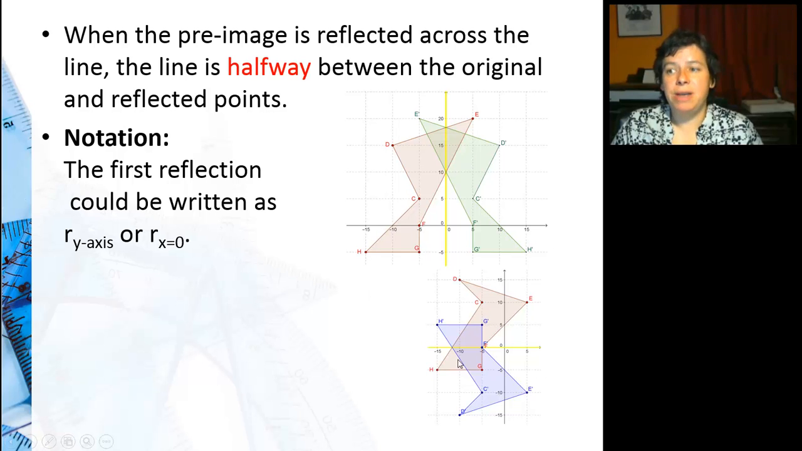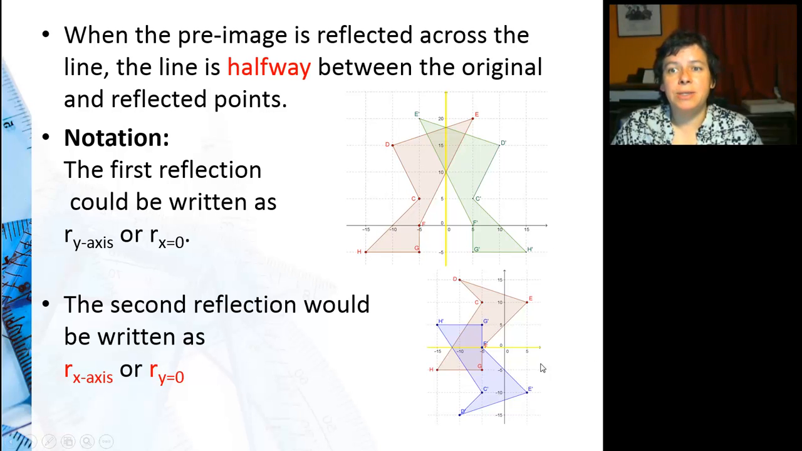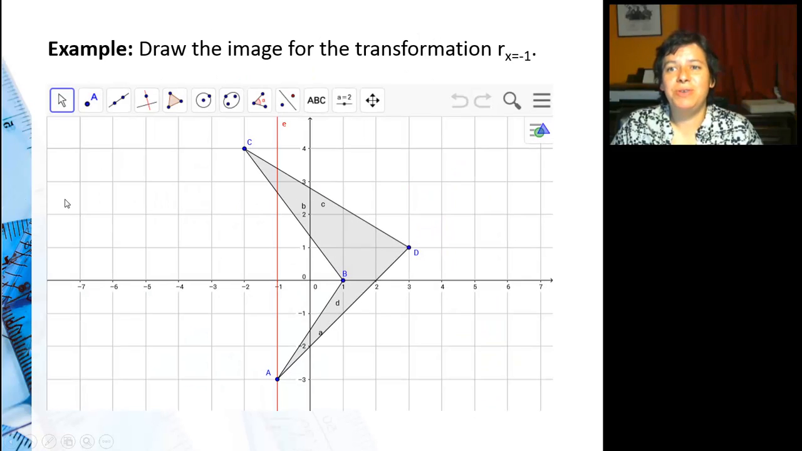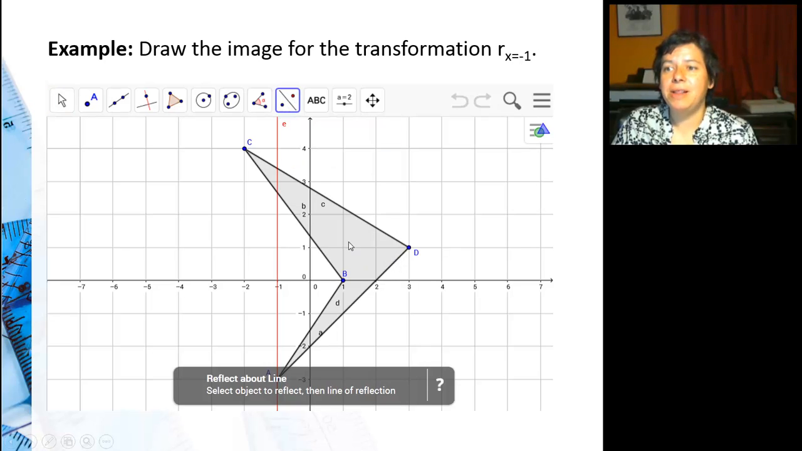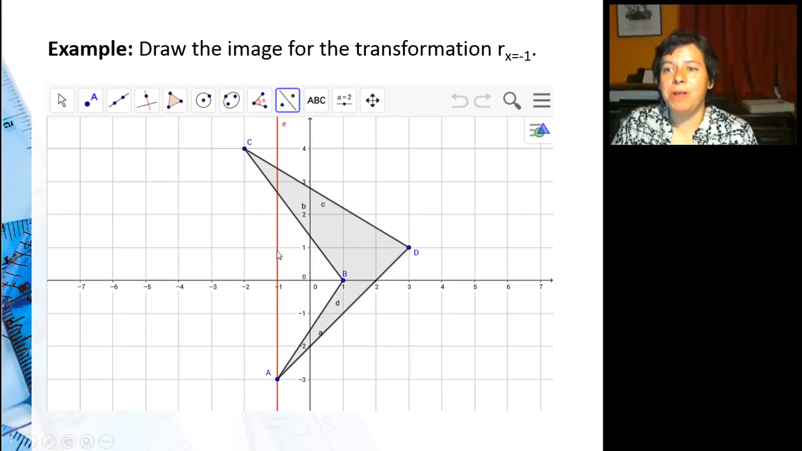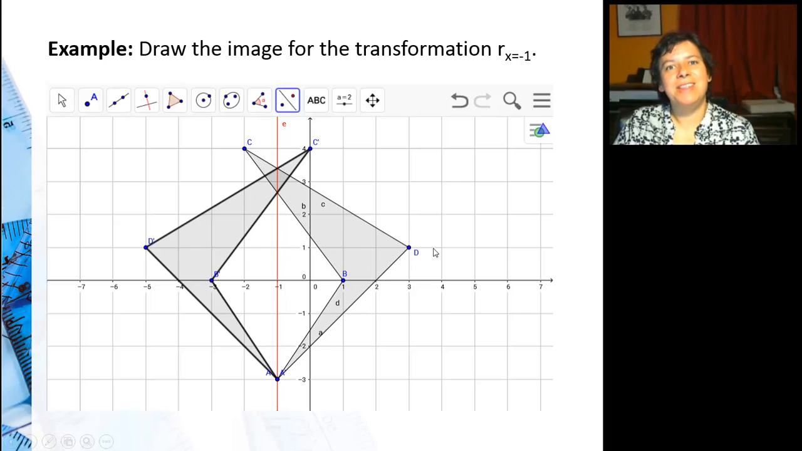For the second reflection, which was across the x-axis, we could write that as little r subscript x-axis or little r y equals 0, because that is the y equals 0 line. Now in your first example, we're going to draw the image for the transformation, but I'm actually going to use some cool software from GeoGebra, which you can download and access for free. I'm going to click on this little reflection tool, reflect about a line, and I click on my object, I click on my line, and voila, there's your answer.